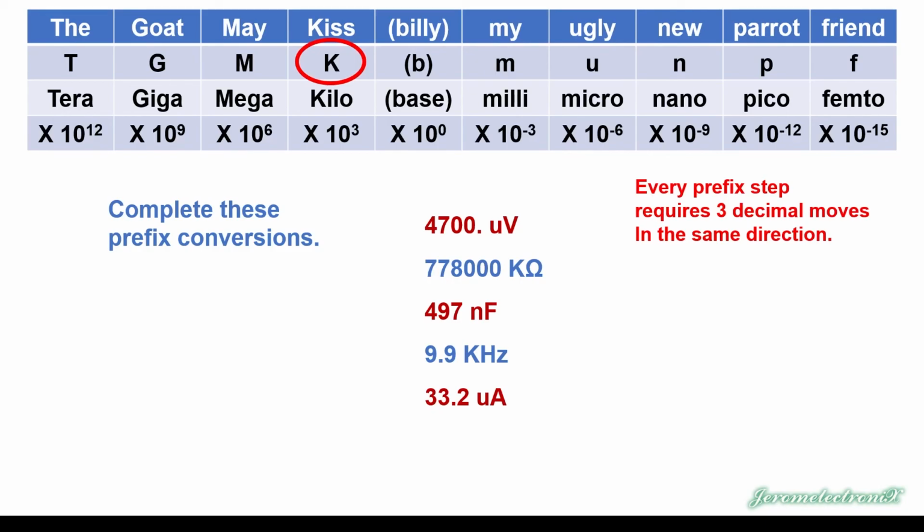497 nanofarads. Going to convert that to millifarads, from nano to milli. We're starting at nano. We're moving to milli. So we've gone from nano to micro to milli. That's 2 columns we've moved. That means we need to move the decimal the same direction that we moved above in the table, 6 places. 3 places per hop. So 1, 2, 3, 4, 5, 6 places, and we're done.